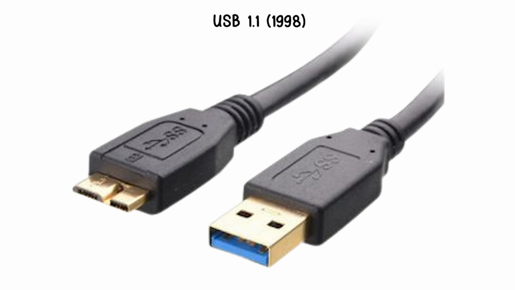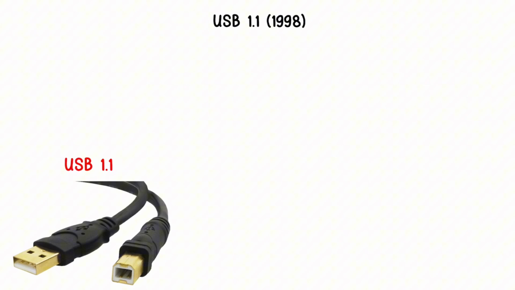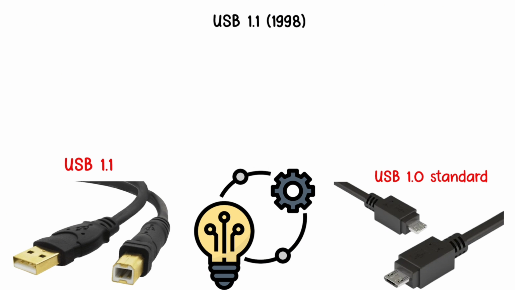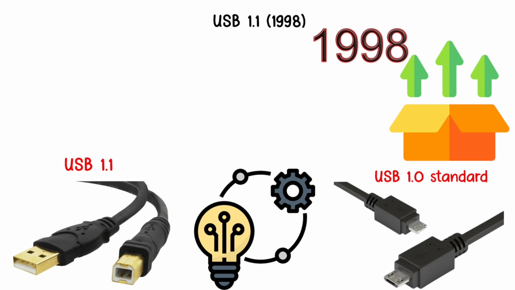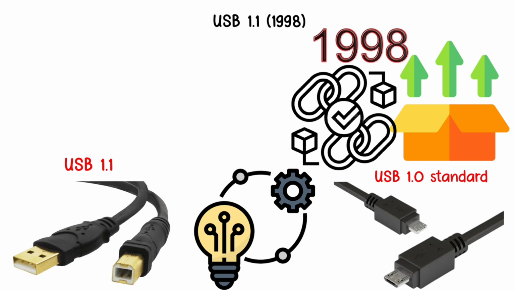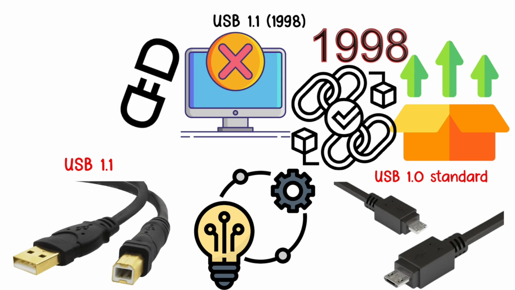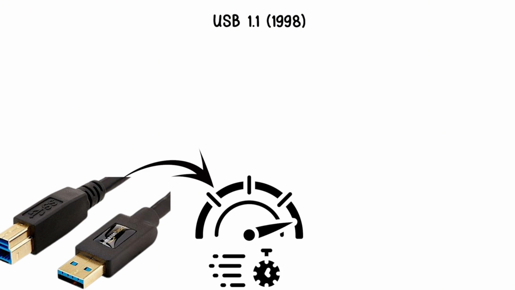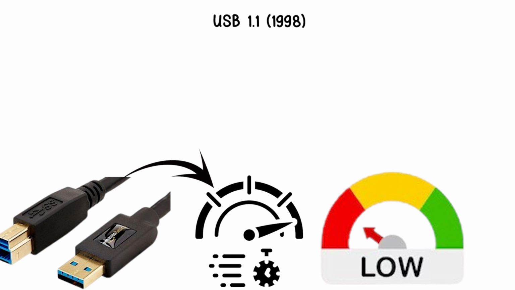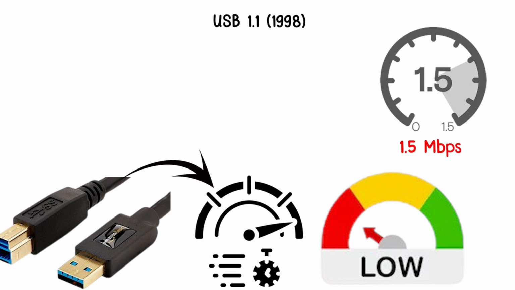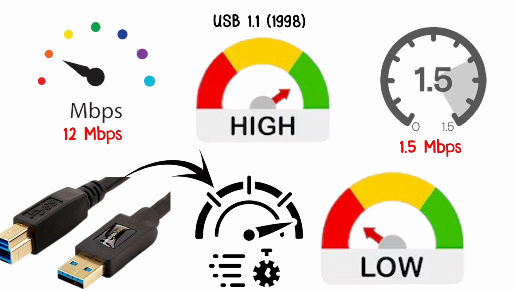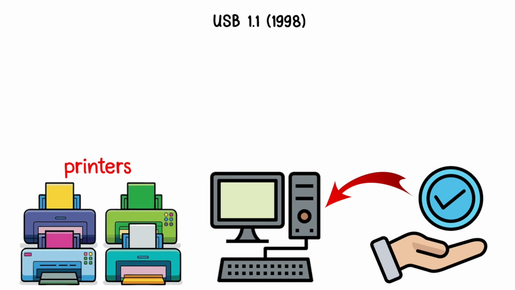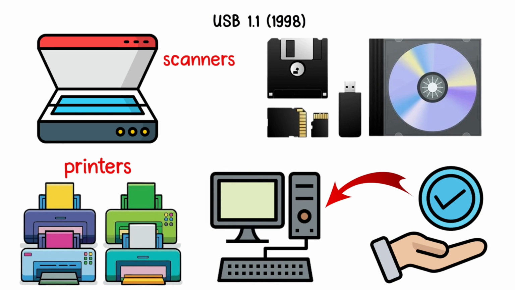USB 1.1, 1998. USB 1.1 addressed the problems of the original USB 1.0 standard. Released in 1998, it fixed compatibility issues that caused devices to fail to connect properly and clarified electrical specifications. USB 1.1 maintained the same data rates of low speed at 1.5 megabits per second and full speed at 12 megabits per second. The update ensured wider adoption across computers, printers, scanners, and early storage devices.